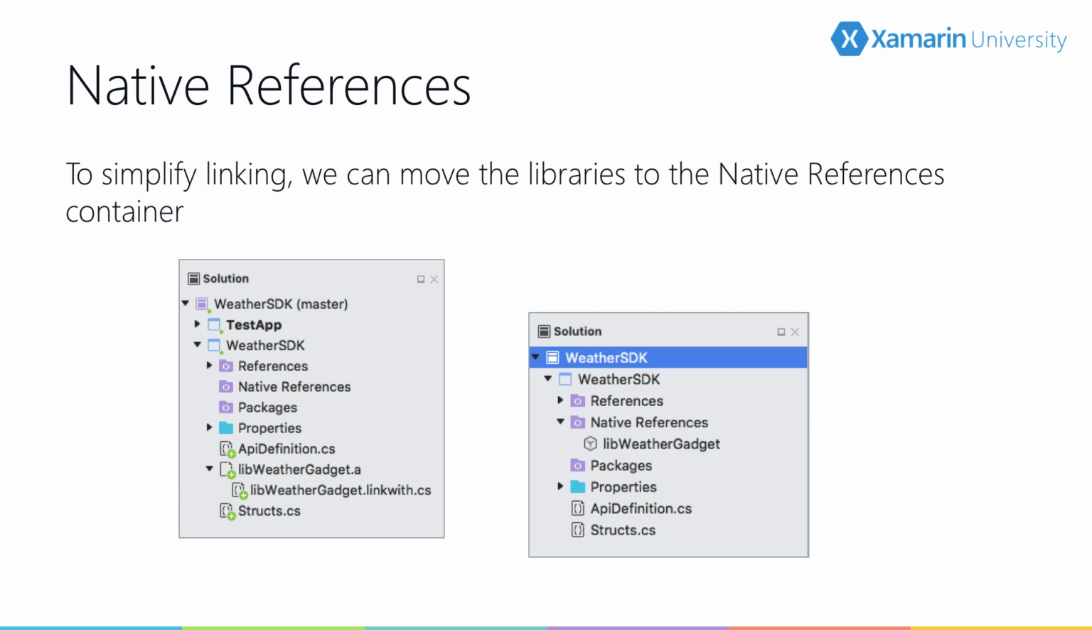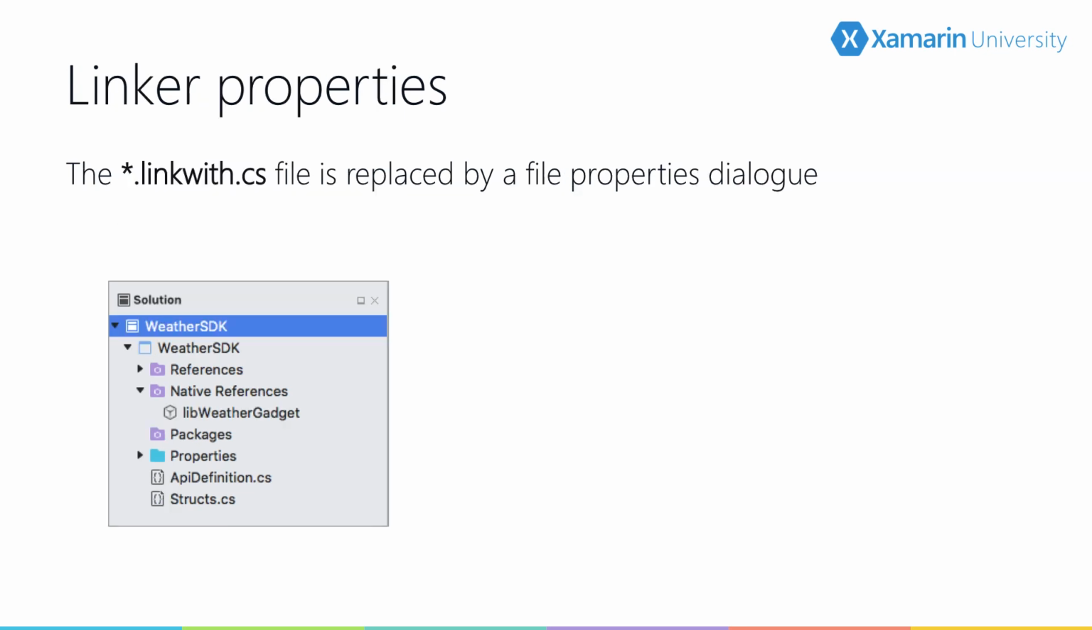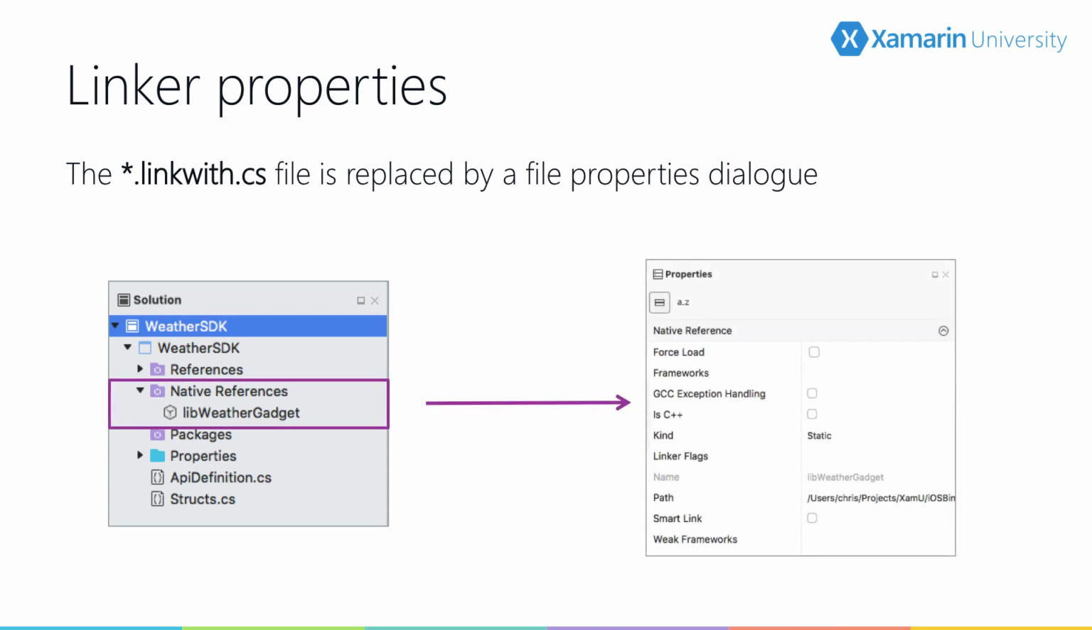Instead of adding the library directly to the solution, you now add the library to the native references folder in the project. The LinkWith attributes are now represented as options that can be set in the file's associated properties panel configuration. Most of these properties are GCC and Xcode related, and it'll serve you well to have a reference to the command line parameters available for both GCC and Xcode. But let's look at each of these properties and see how they are used.